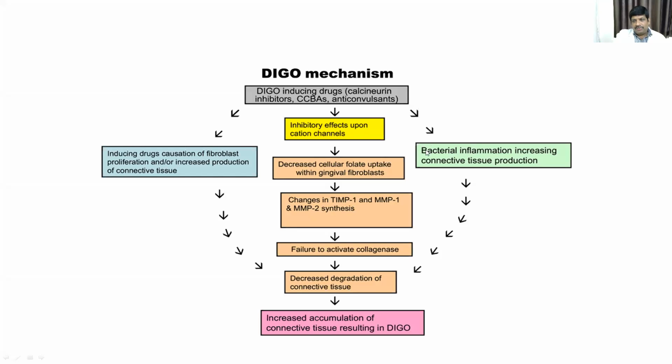If there is bacterial inflammation, bacterial inflammation causes connective tissue production, and through multiple steps it will lead to this decreased degradation of connective tissue and then ultimately to gingival enlargement. Inducing drug causation of fibroblast proliferation or increased production of connective tissue: if a drug is there, it may cause increased production of the connective tissue itself, not the degradation. Here degradation is reduced. Here production is increased, and if production is increased, not much will be degraded, and then there will be accumulation of connective tissue causing gingival enlargement.